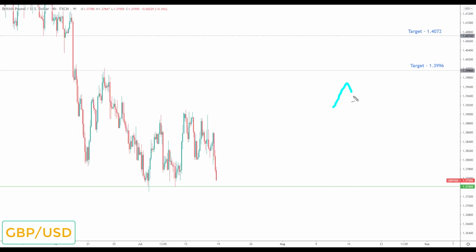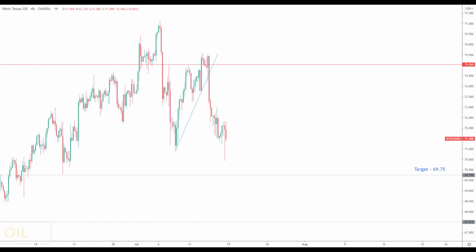So again, I'm only going to be interested in taking positions in this market if we get that reversal in the DXY. Then I will start to look at US dollar yen and pound dollar. And if that happens, I will be looking for a bullish reversal in this market as long as we stay above the line in the sand here at the 1.37420. I'm going to be looking up towards the next key resistance to the upside and the target set at the 1.3996.